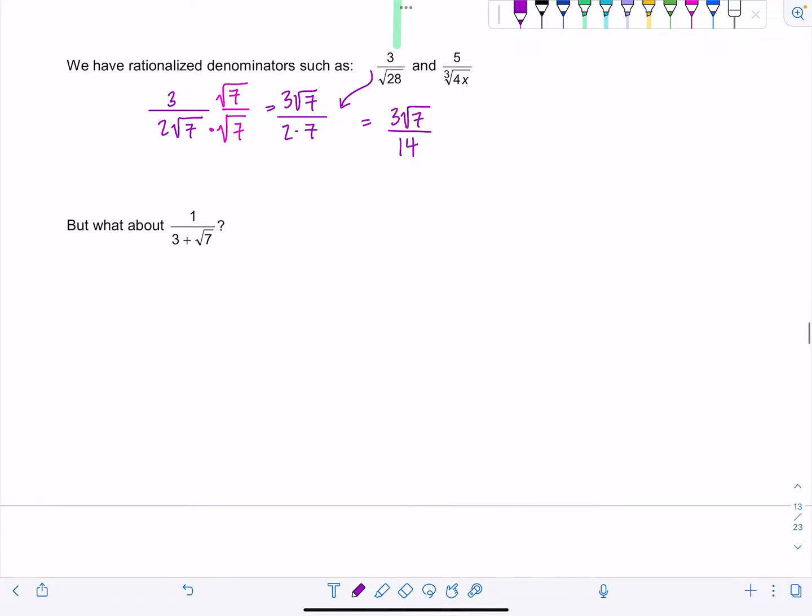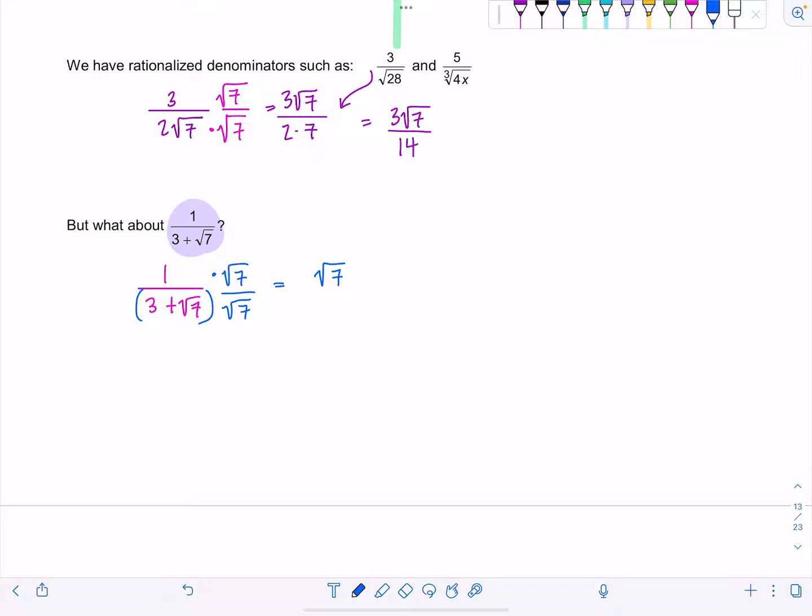But what if we had a little something like 1 over 3 plus rad 7? So there's addition going on down there. Would our method work? So what method did we have again? We multiplied by the radical that we were trying to get rid of. So you might be like, oh, let's just multiply by rad 7. That sounds good. Is it though?